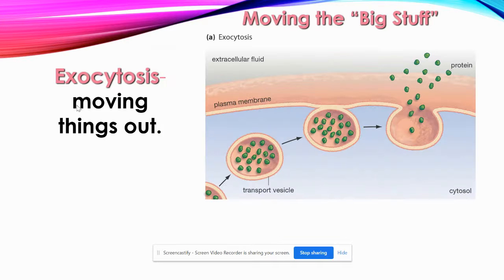Okay, exocytosis. Exo means exit. That just means moving big things out through these things called vesicles. Vesicles are just little pockets surrounded by membrane. So the membrane goes to the surface of the cell, and the membrane fuses with the cell's plasma membrane. The two fuse, and the big stuff leaves the cell.